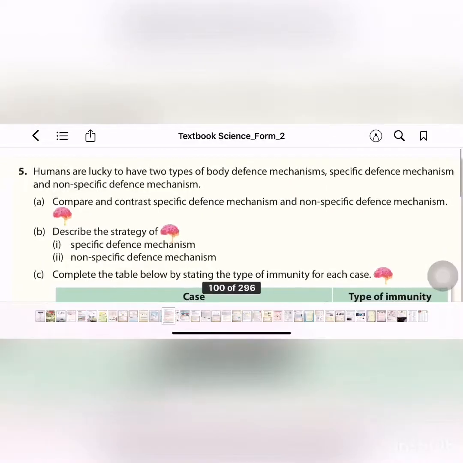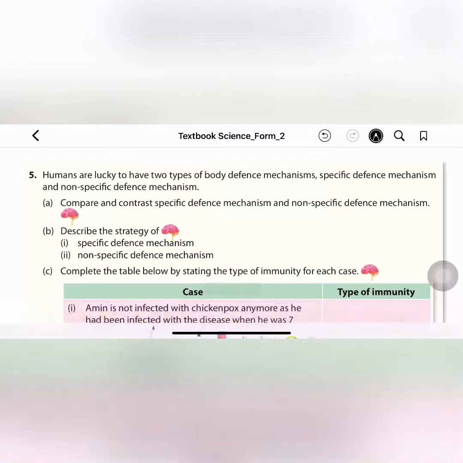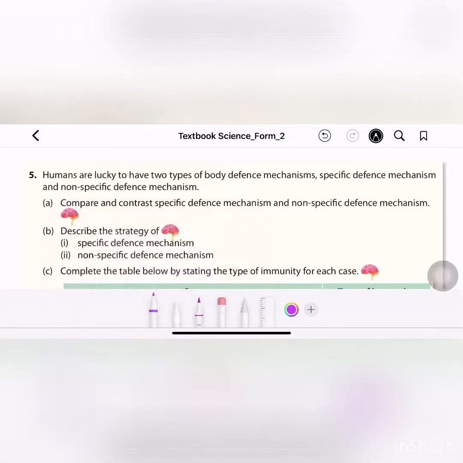5. Humans are lucky to have 2 types of body defense mechanism, specific defense and non-specific. A, compare and contrast specific defense mechanism and non-specific defense mechanism. I think this one is mentioned in the video. If you want to skip, you skip. If not, you just listen.